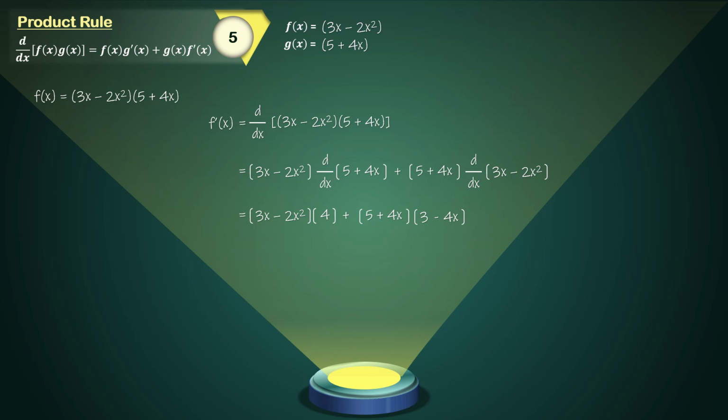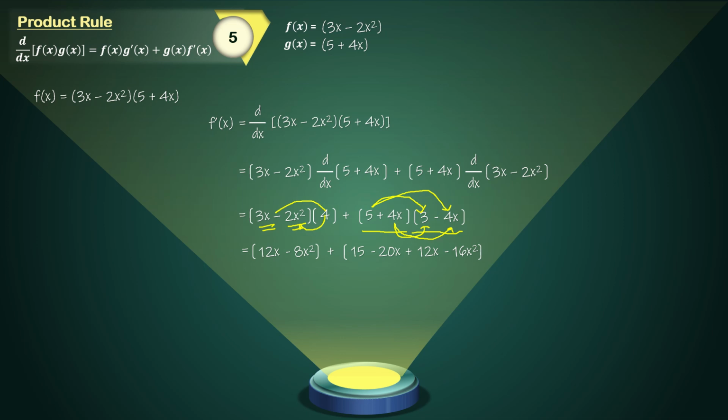Then distribute 4 to each term of 3x and 2x squared, which is equal to 4 times 3x, which is 12x, and 4 times negative 2x squared is negative 8x squared, plus the product of 5 plus 4x and 3 minus 4x, which is equal to 5 times 3 is 15, 5 times negative 4x is negative 20x, 4x times 3 is 12x, and 4x times negative 4x is negative 16x squared.